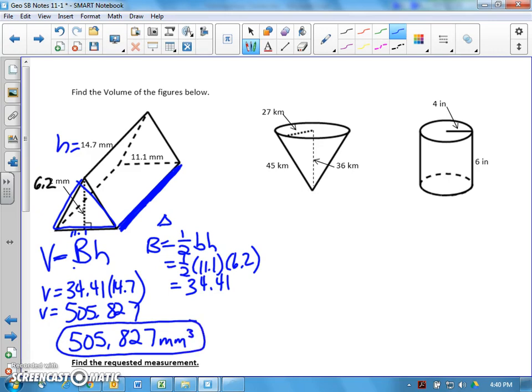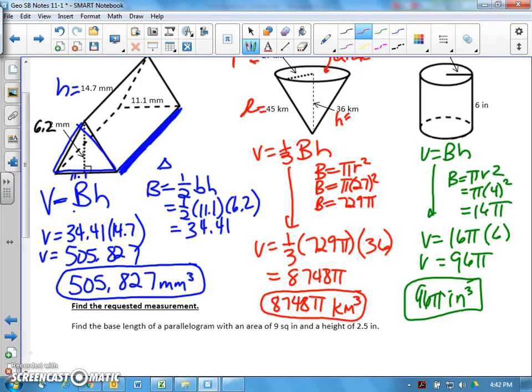Okay, I want you to stop the video now and go find the volume of the cone and the cylinder. Okay, we should have gotten 8,748 pi cubic kilometers and 96 pi cubic inches.